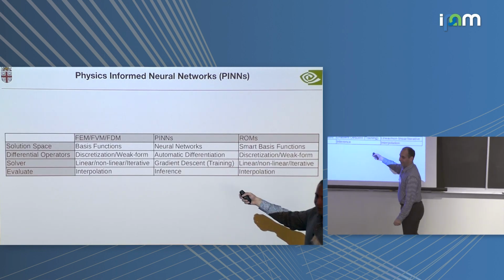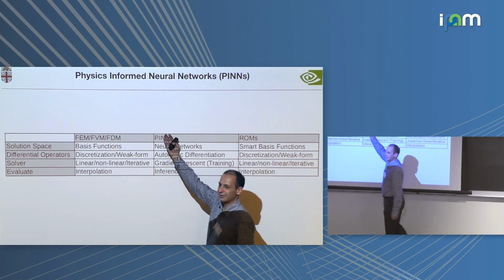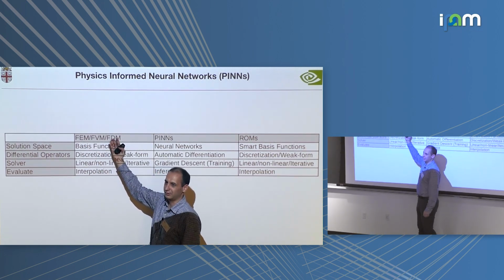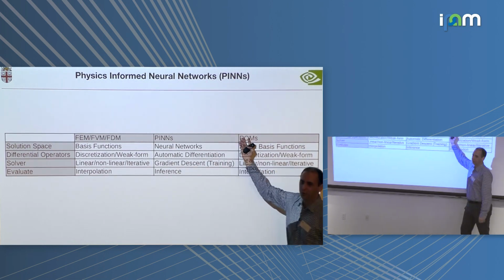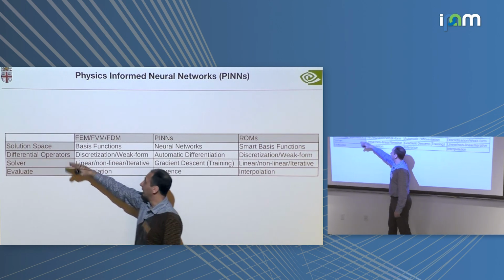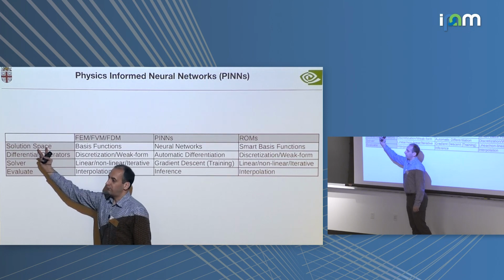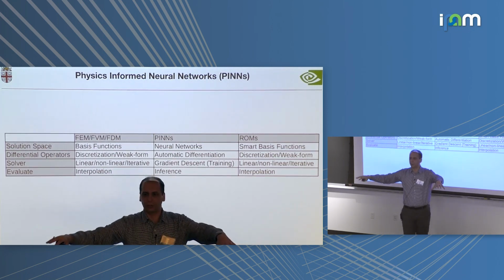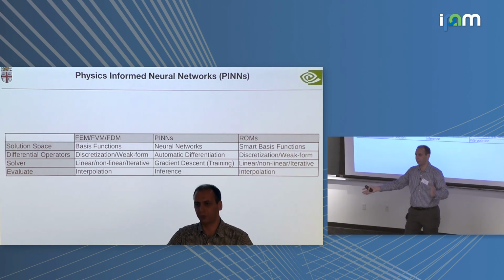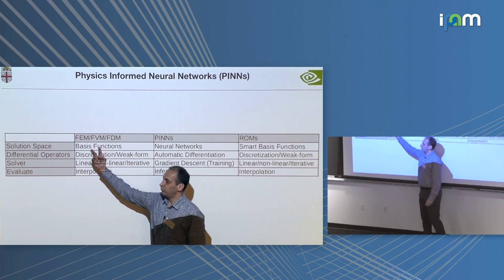So I get this question a lot. What is the difference, how do you compare PINNs with finite elements, finite volumes, finite differences? How do you compare it with reduced order models? Let's compare it line by line. Let's say you want to do finite elements. You have an infinite dimensional space of your solution, and we have to find the finite dimensional representation in that high dimensional space. We are going to choose a basis.